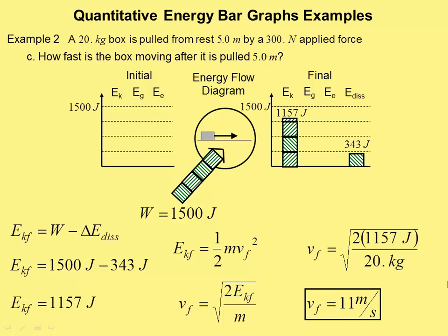Now that's about 25 miles per hour. So it's probably something motorized, like a car or something, that's pulling this box, not a person. It would be hard to pull this 20-kilogram box, which is about a 44-pound box, at 11 meters per second.